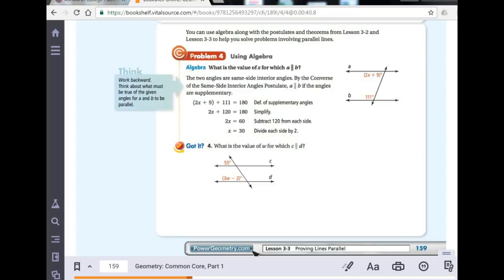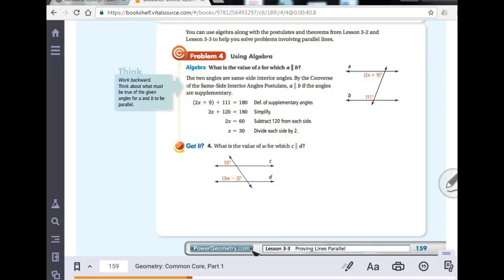If we can clean that up a little bit, that becomes 2x plus 120 because the 9 and 111 can go together. I'm going to subtract this 120 over to this side, so 180 minus 120 is going to leave me with 60. So 2x equals 60, and then of course divide both sides by this 2 here, and x comes out to be 30.